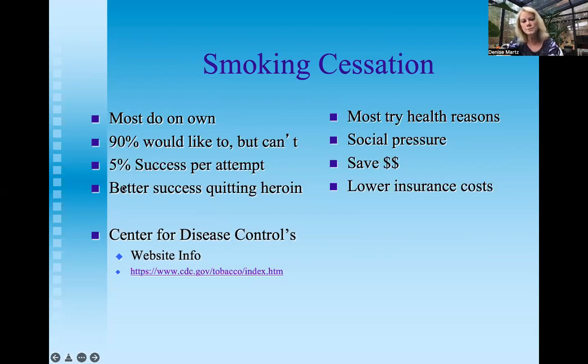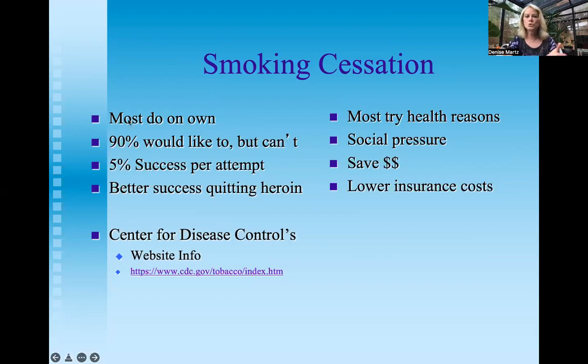We don't tell people this, but it's only 5% per attempt. And again, people who are getting off of heroin have more success with that than the 5%. We don't counsel people in this, but as a professional, when we're working with people, knowing this so that we don't get frustrated when they make an attempt and they go back to it, knowing that it's more of a long-term process to quit than a single event.